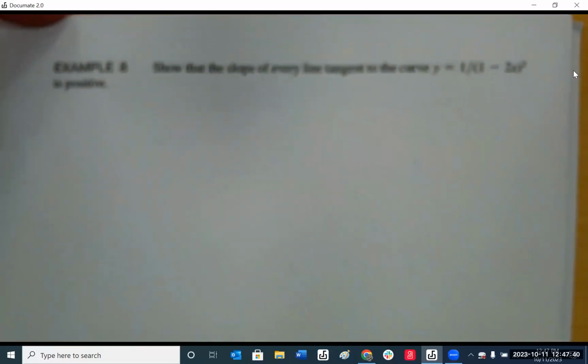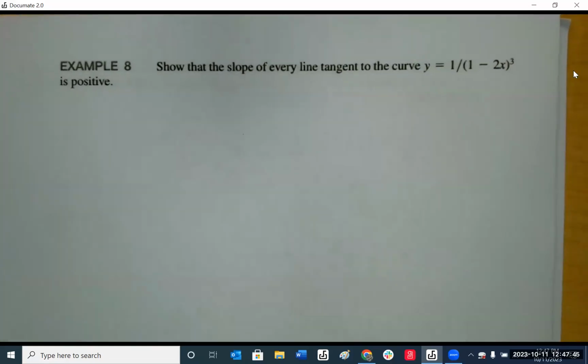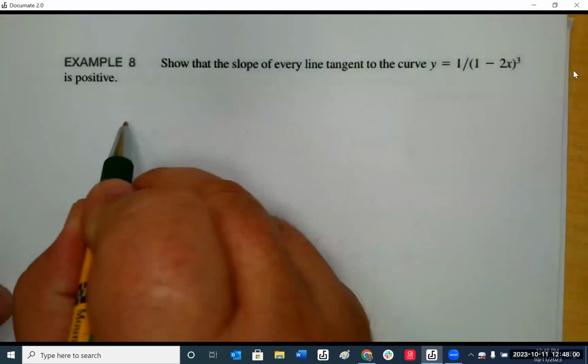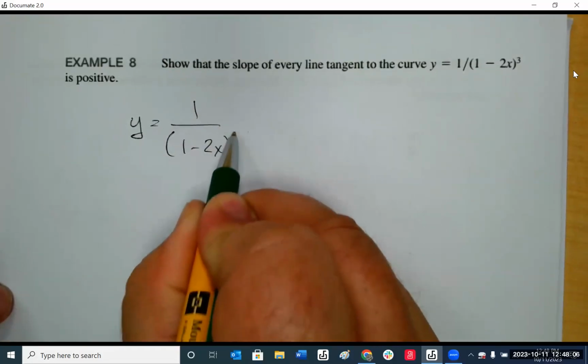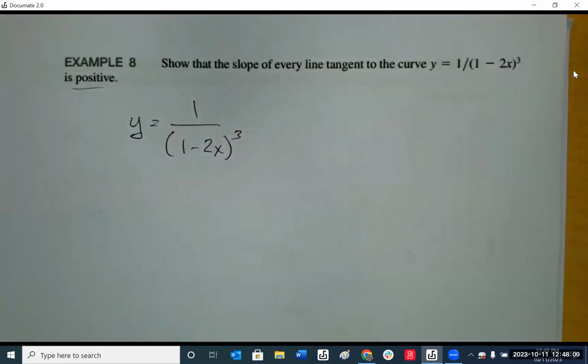And this will be our last one since I can't find the last one. Find the slope of every line tangent to the curve. Show that the slope of every line tangent to this curve is positive. So we want to show that the derivative of that function is always positive. Right, perfect, yes.